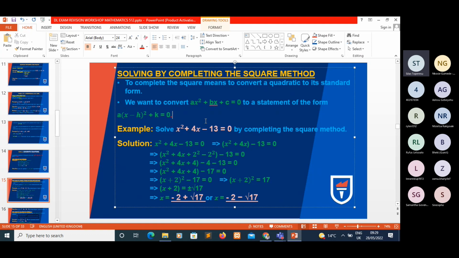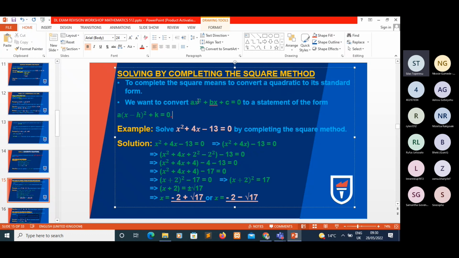But sometimes, if the question is not specified, you can use the simple way: either the quadratic formula, or simple factorization. But if it says to use the completing the square method, now life is going to become a little bit tense on your side. There's no way to avoid it.